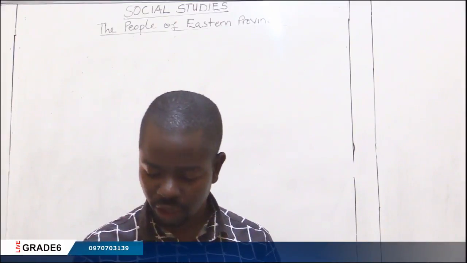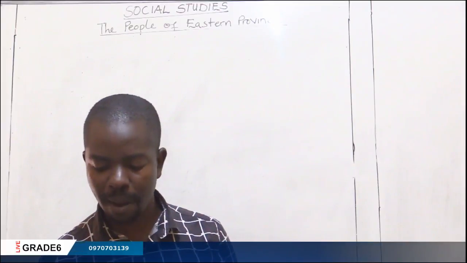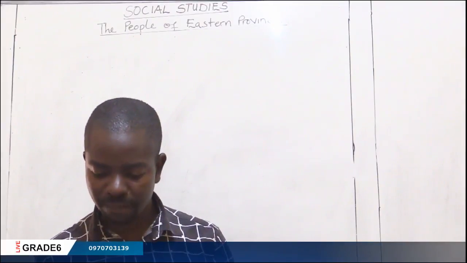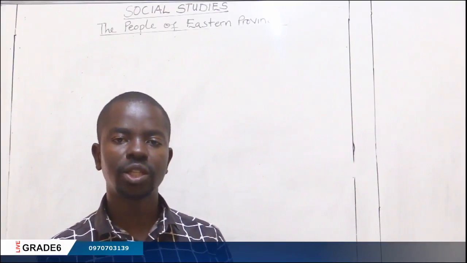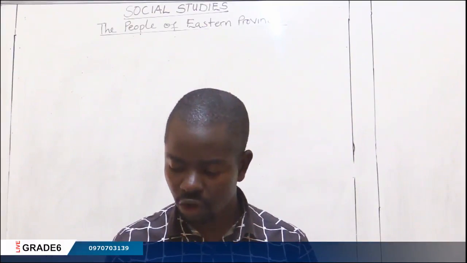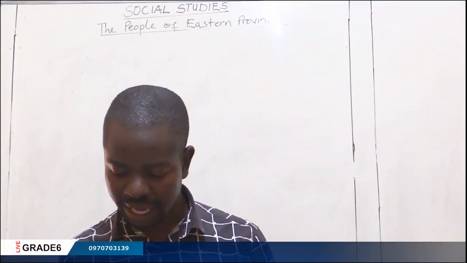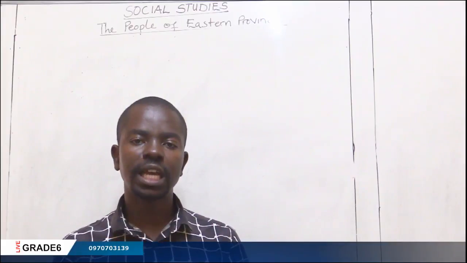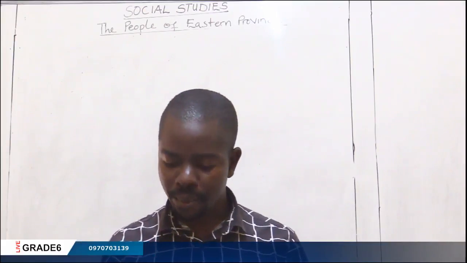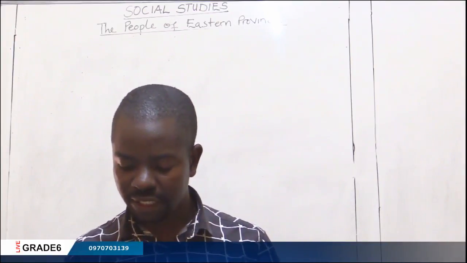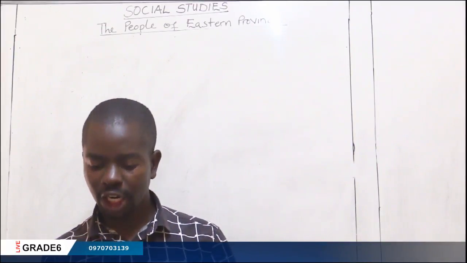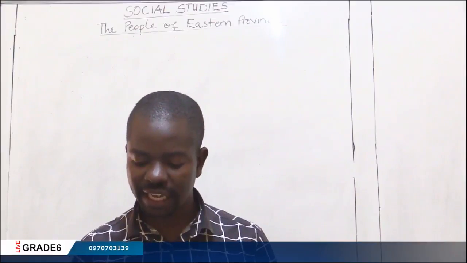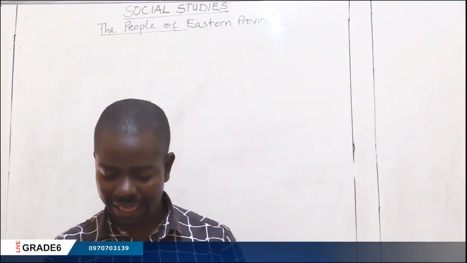Okay, so boys and girls, we also talked about the people of Copper Belt Province. We said that the main ethnic group for the Copper Belt Province is Lamba. And then we also said that there are other tribes found in Copper Belt Province, and these tribes are Bemba, Nyanja, Lunda, Luvale, Kaonde, and a large mixture of others.